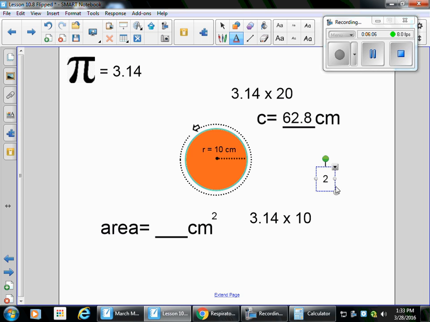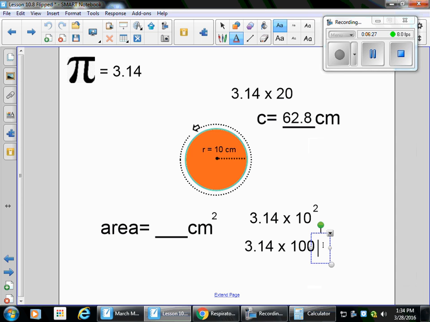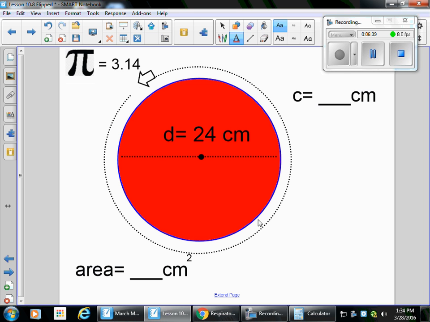Right? That would be radius squared. The nice thing we know is 3.14 times, and then 10 times 10 would be 100. So 3.14 times 100 is 314. Now, would I have had to use a calculator for that? I have 2 zeros here. I could have moved the decimal 2 spots to get 314 as well. Centimeters squared. One more example here, kids.